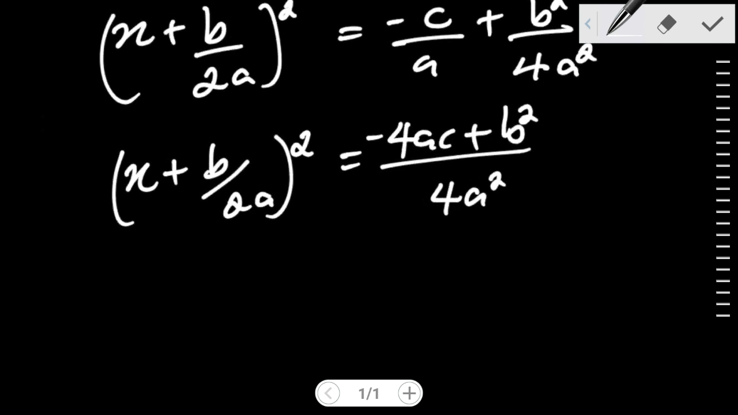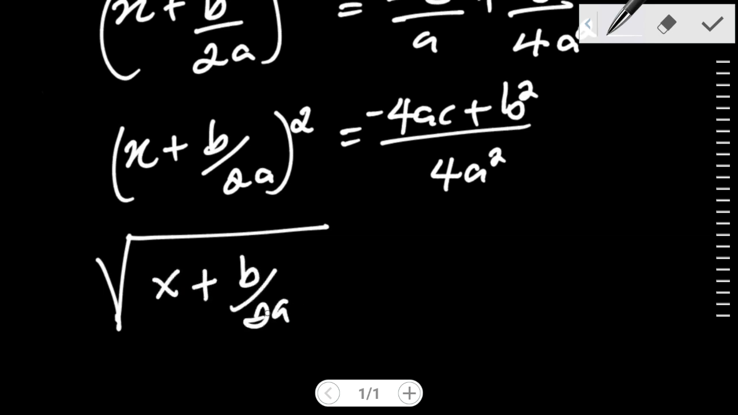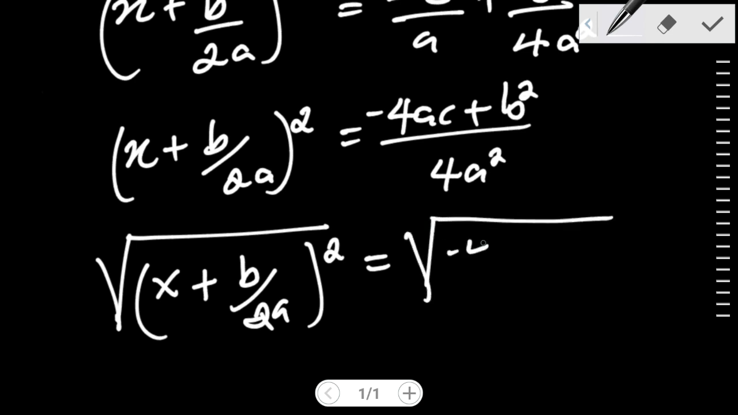And therefore, if I continue with this, I come here to eliminate this square, and therefore if I root this side, I also have to root the other side. Therefore, the root of x plus b all over 2a, but remember the whole of this was in a bracket, is equal to the root of the whole of this, negative 4ac plus b squared all over 4a squared.